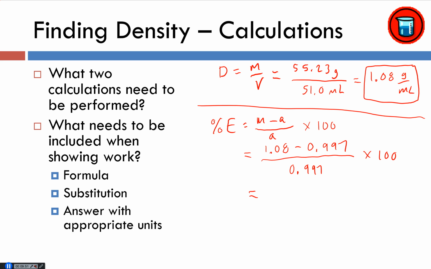So as I go through and do the math, I take my 1.08, subtract out 0.997, and then divide that answer by 0.997 and multiply by 100. You should come up with about 8.3% error. All right, so not terrible, but definitely not great.